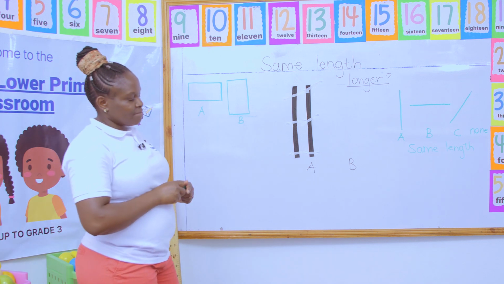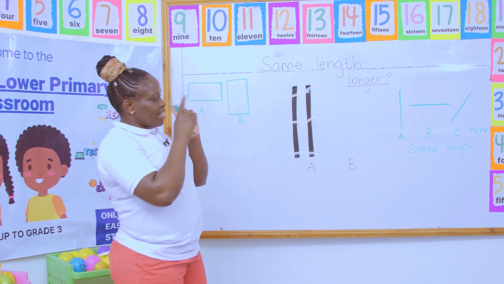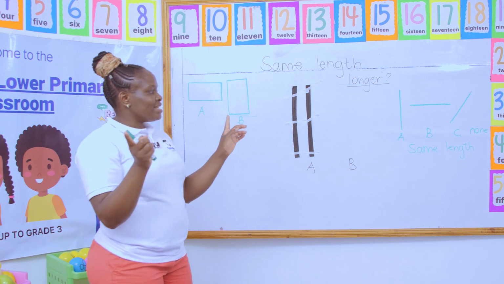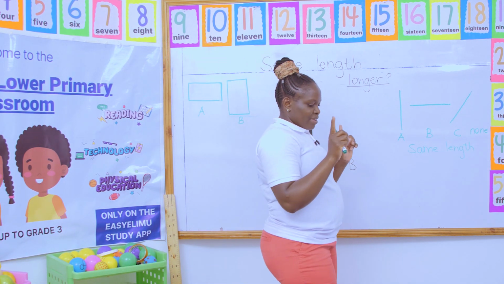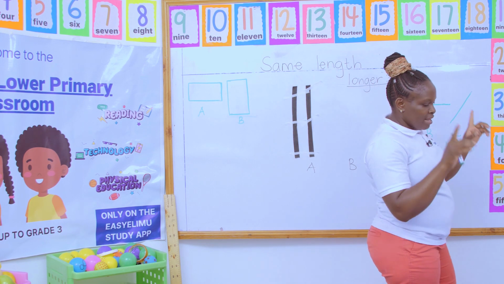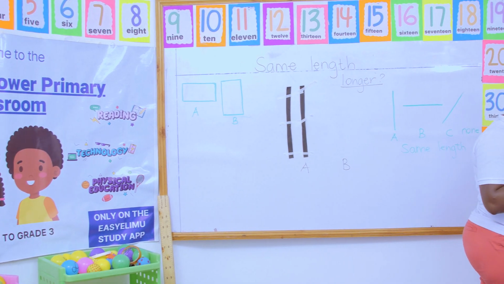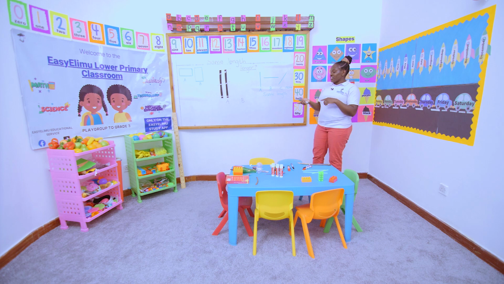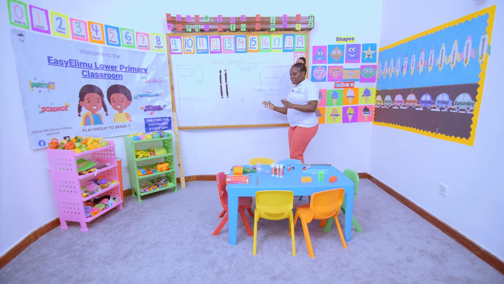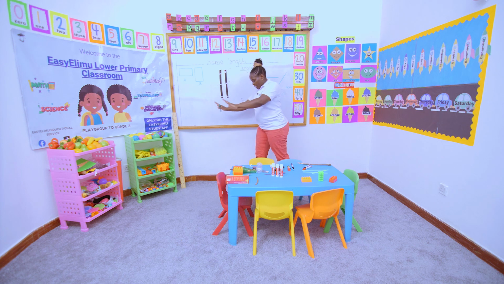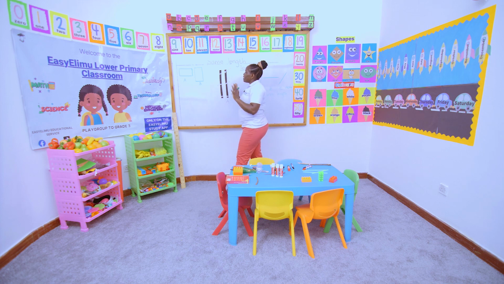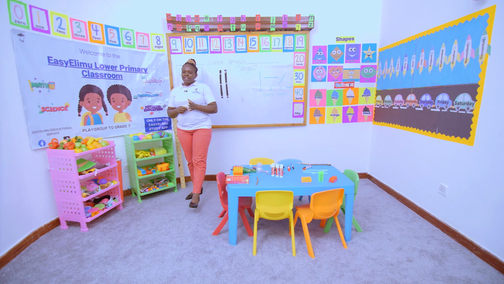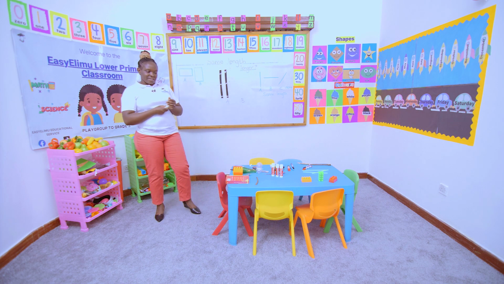So what are we saying? The direction of an object does not change its length. Repeat. The direction of an object does not change its length. Whether it's in the upright manner, in the horizontal manner, or in the diagonal manner, the length remains the same. Little angels, are we together?